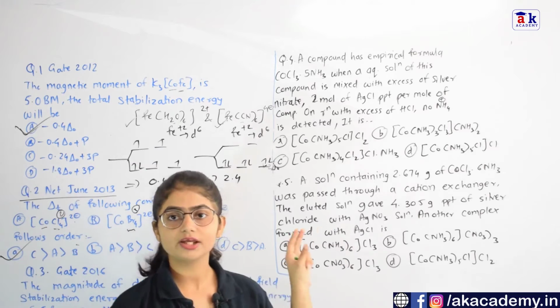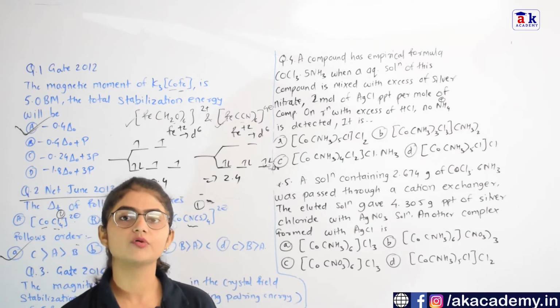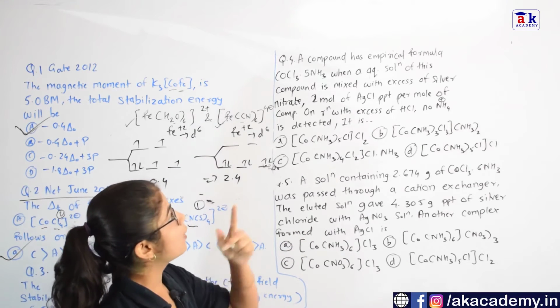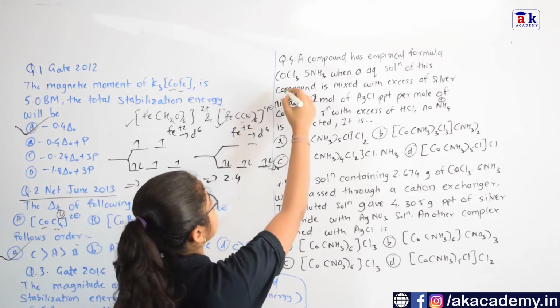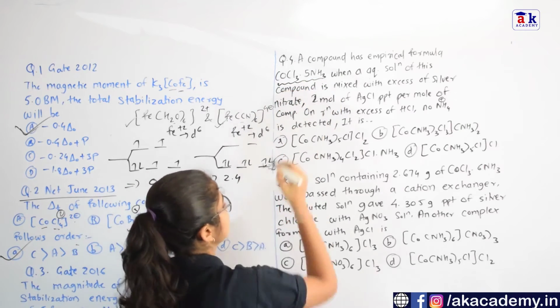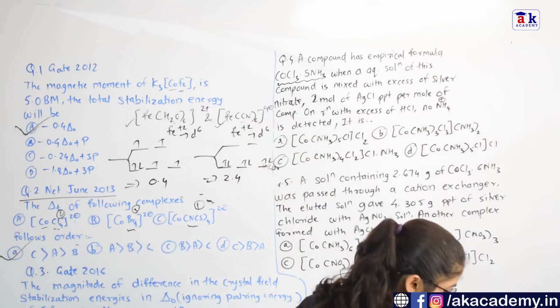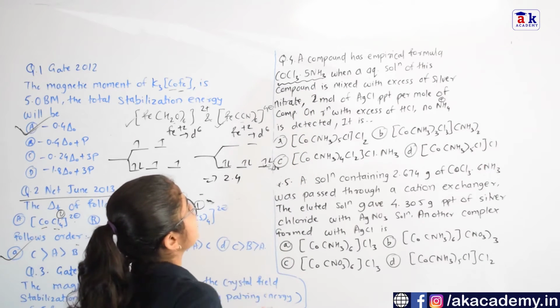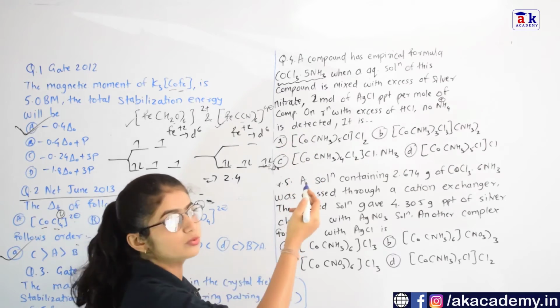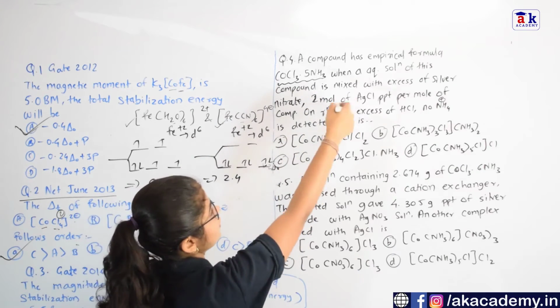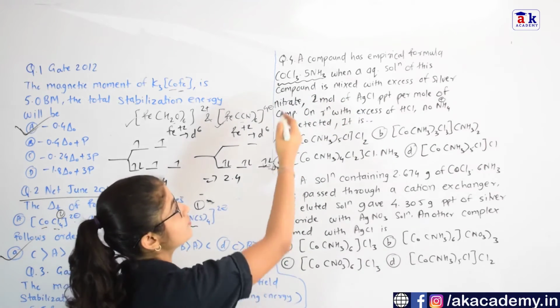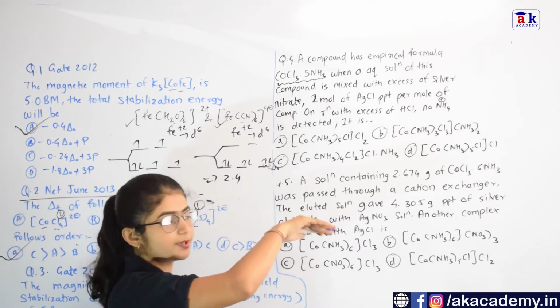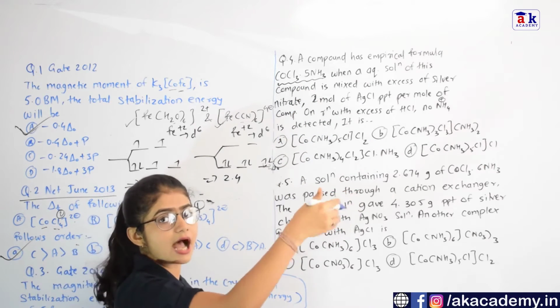Now the next two questions are on the basis of Werner's theory. A compound has empirical formula CoCl3·5NH3. The ligands are actually 5 ammonia molecules and Cl3. We just have to guess on the basis of the information given which are the ligands in the coordination sphere and which are the ligands in the ionization sphere.